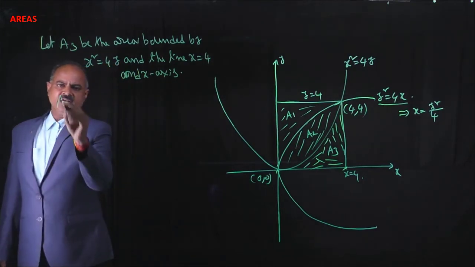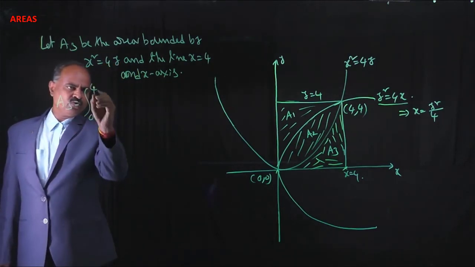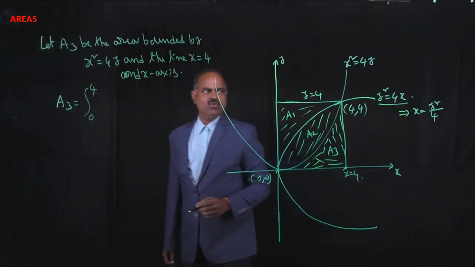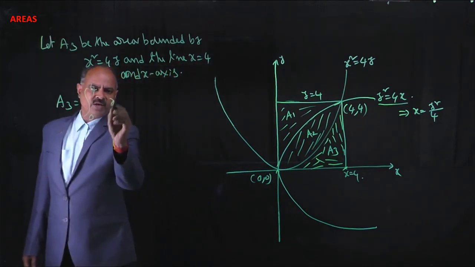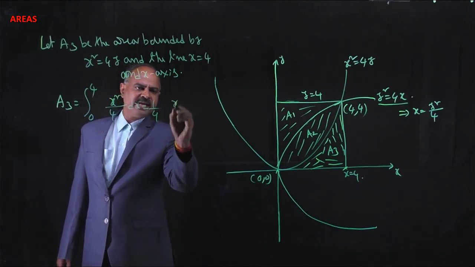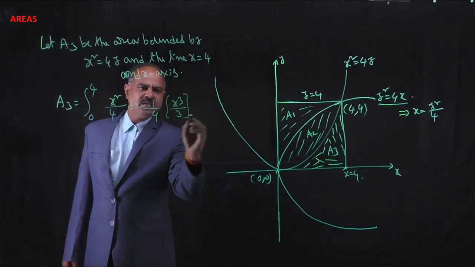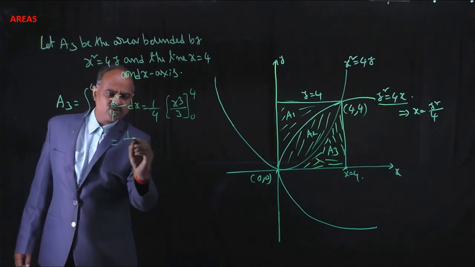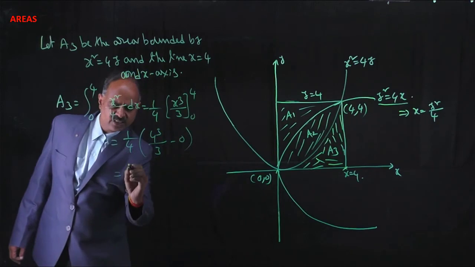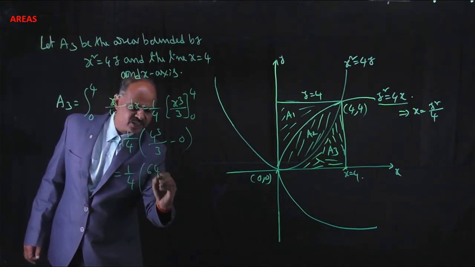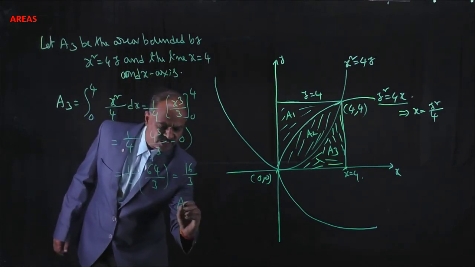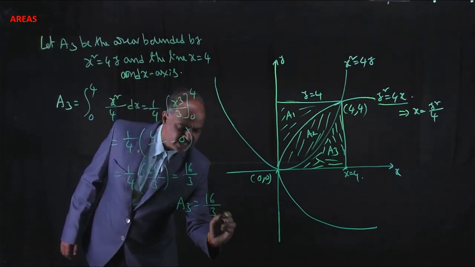So A3 is equal to the integral from 0 to 4 of the area under the curve x square equal to 4y, so y equal to x square by 4 dx. That is 1 by 4 into x cube by 3, limits 0 to 4. So that is 1 by 4 into 4 cube by 3 minus 0, which is 1 by 4 into 64 by 3. Therefore A3 is equal to 16 by 3.